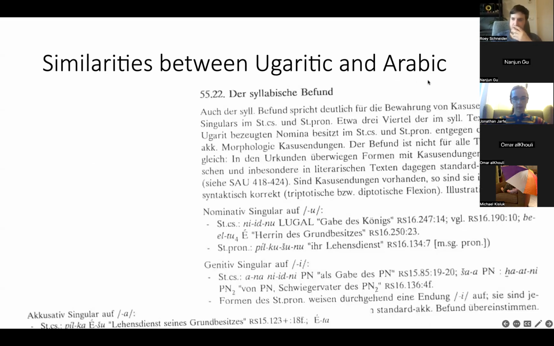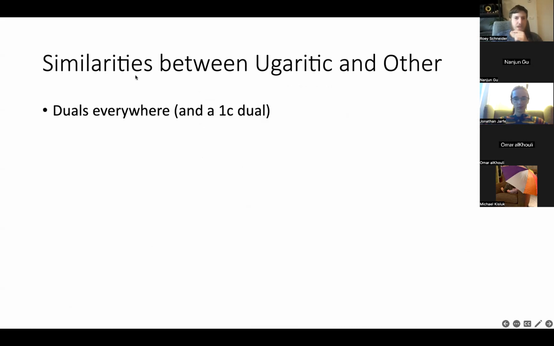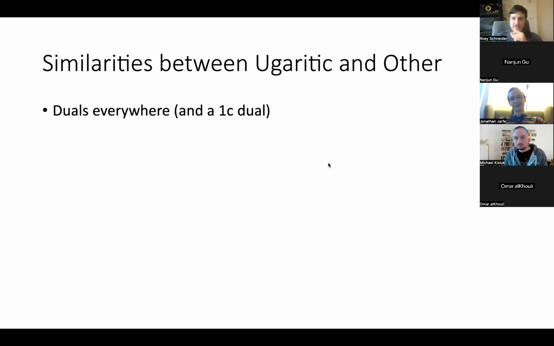Nothing. Great. And this is a little bit from the syllabische Befund, just the syllabic evidence for construct state having a case. So we have nidnu lugal or something like that. But never mind. Another thing that is interesting in Ugaritic is that it has a lot of dual forms and specifically a first person dual, which does not exist in Arabic. It might have some relics in Akkadian, but we know this mostly from modern South Arabian, which has a first dual form always. But I don't know.